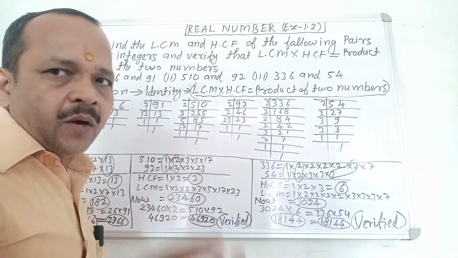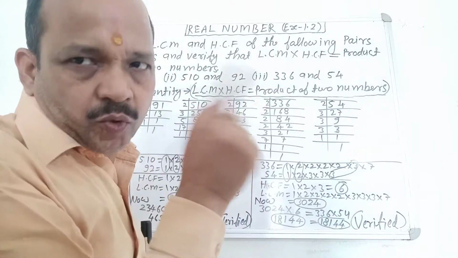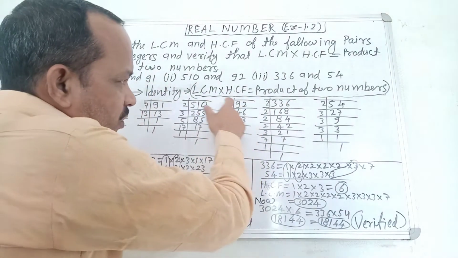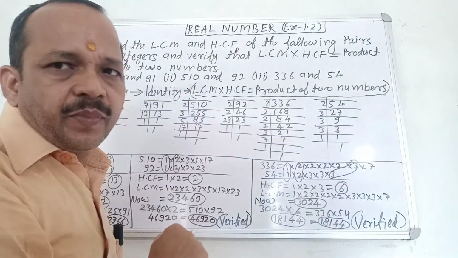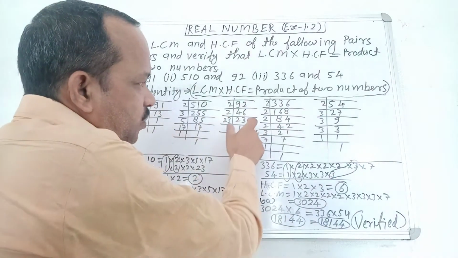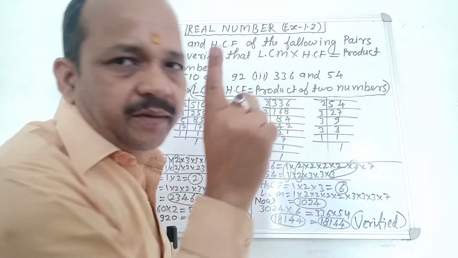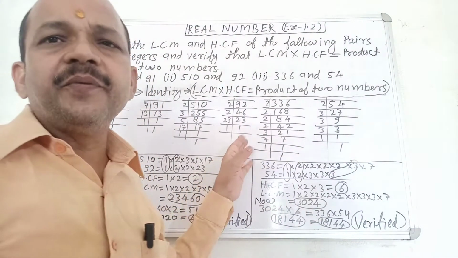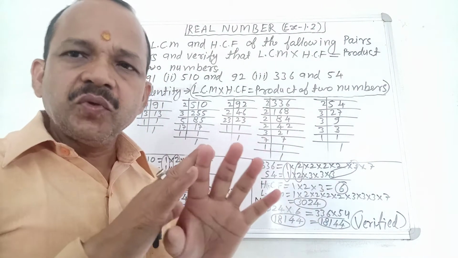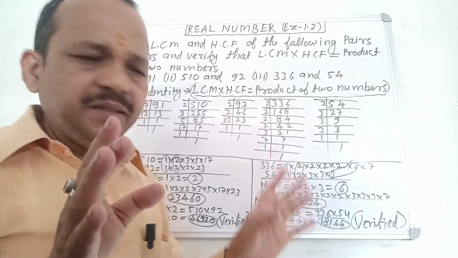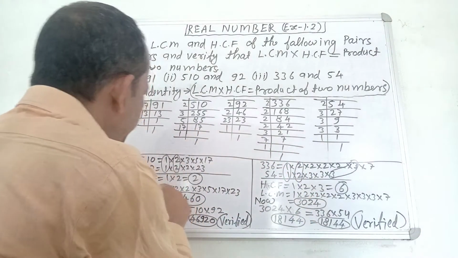Clear? Now you factorize 92. 92 divided by 2, you find 46. 46 divided by 2, you find 23. 23 divided by 23, you find 1. It is the factorization of 92. Clear? No confusion? Here, see the board.